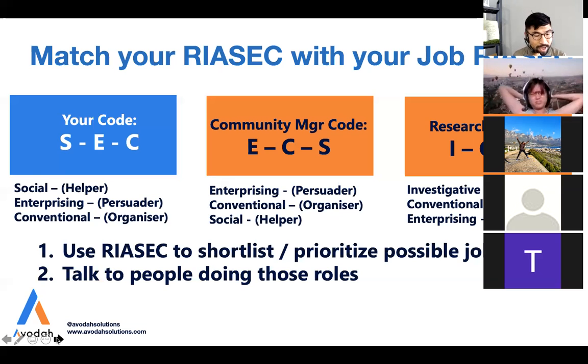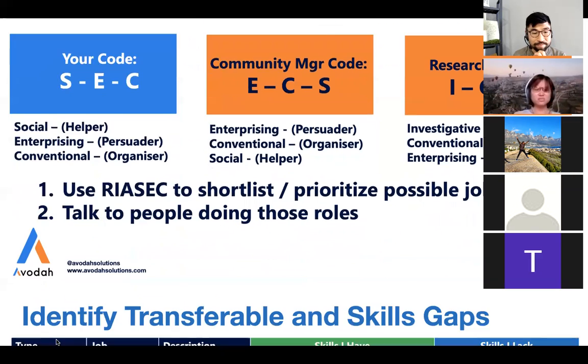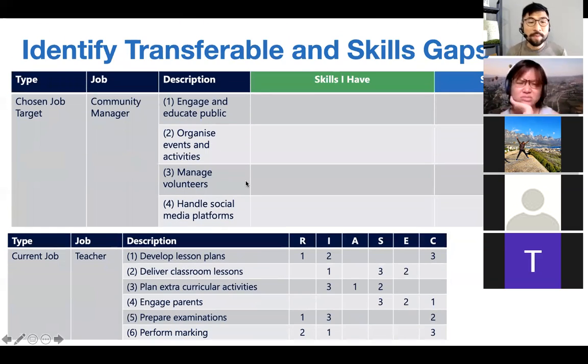And last but not least, we're talking about skills. Let's say as a teacher, now I'm doing a teacher role, as you can see below, there's a table below the teacher role, and I have chosen, I want to be a community manager. I want to work towards being a community manager. How do I identify the transferable skills I have and the skills gap also?